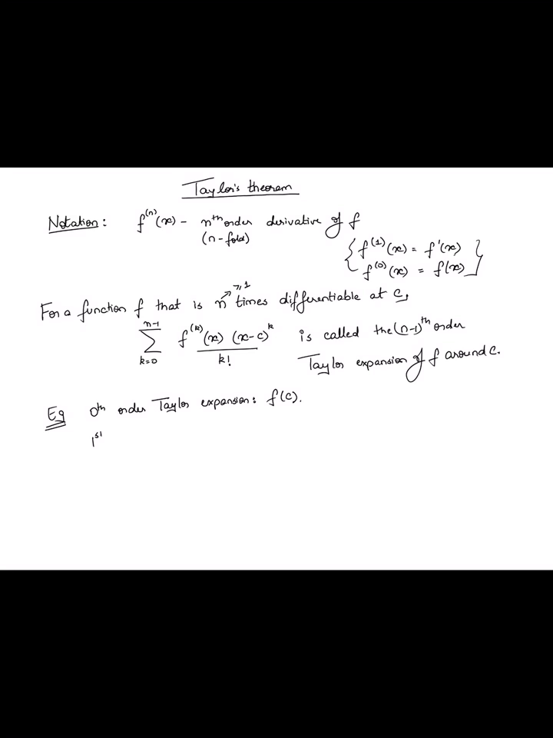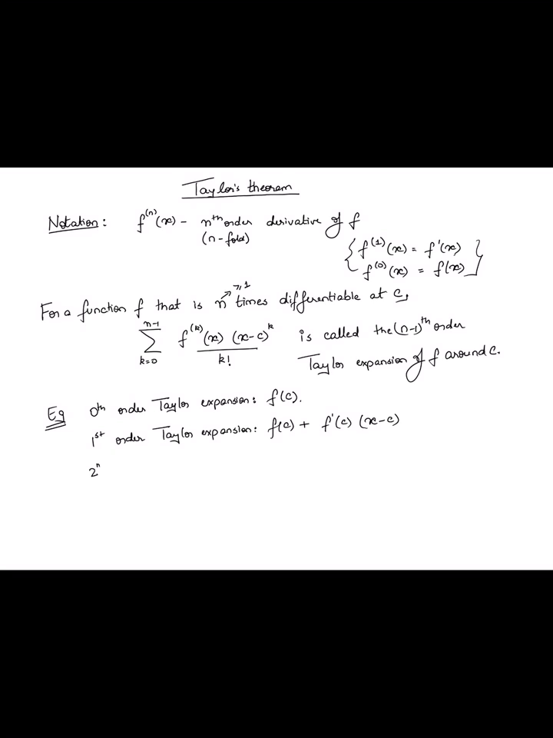The first order Taylor expansion would be f of c plus f prime of c times x minus c. You can see that this is in fact the equation of a straight line which intersects the function f at the point c and has a slope which matches the derivative of the function at c. So this would also be commonly referred to as the tangent line to the function f at the point c.